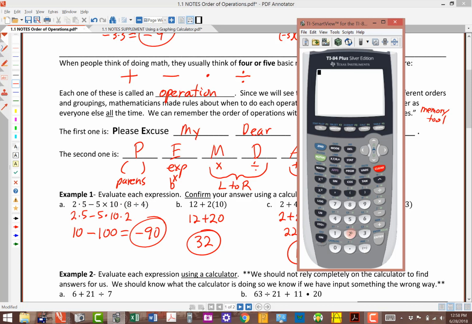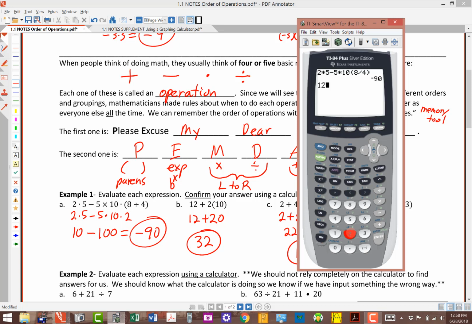So this is going to be 2 and then times, and then whoops, that's a 5. Backspace here, so that's a 5. And then we're going to subtract, not the negative but the subtract, and then we'll do 5 times 10. And then I can do implied multiplication, so I'm going to do a set of parentheses, and I'm going to do 8 divided by 4, close the parentheses, hit enter, and there's the negative 90. So we've got that answer correct. Okay, and we can just leave this here. The nice thing is we'll just have a big long string of the commands that we've typed in.